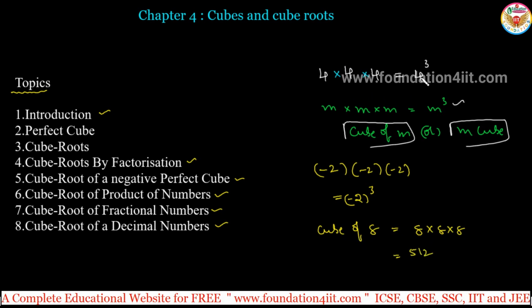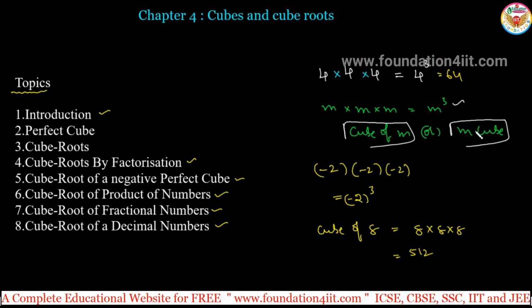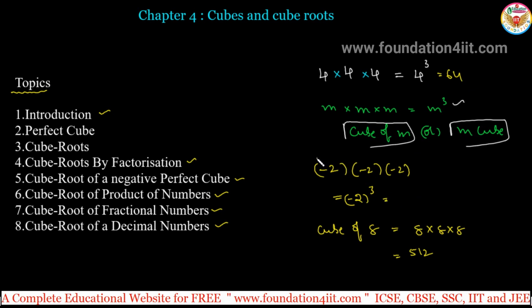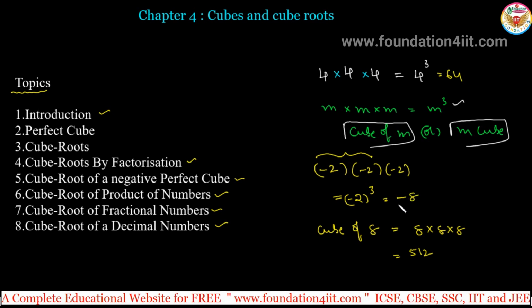Cube of 4 is 4 power 3. That is 4 fours are 16, 16 fours are 64, right? Even cube of m is m power 3, m cube. Cube of m is nothing but m cube. Now when you come to negative values, minus 2 power 3 is minus 2 into minus 2, which is plus 4, into minus 2. So minus 8.